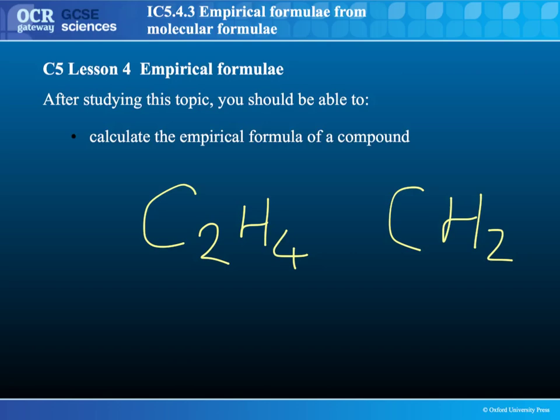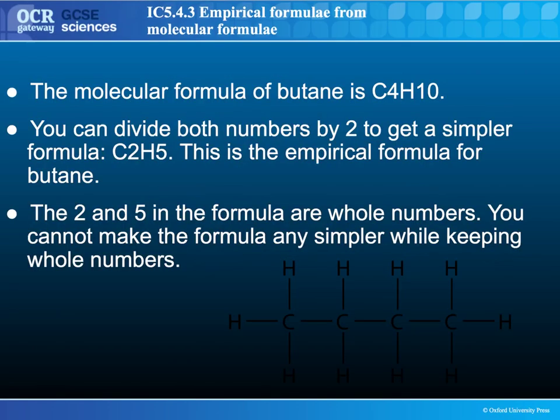It's usually the first thing that's calculated when a new compound is discovered. Here's another example. Below, just about, is the displayed formula for butane, which is C4H10. The simplest version of this is C2H5. This is the empirical formula, the closest whole number ratio that you can get, the simplest version of the formula.